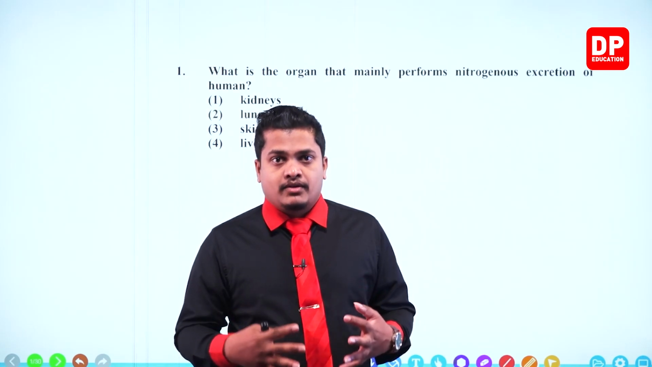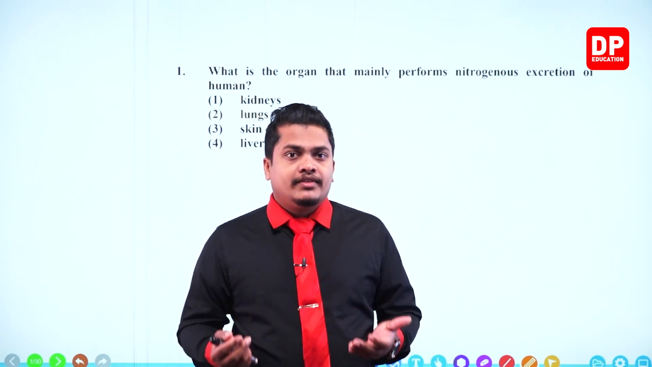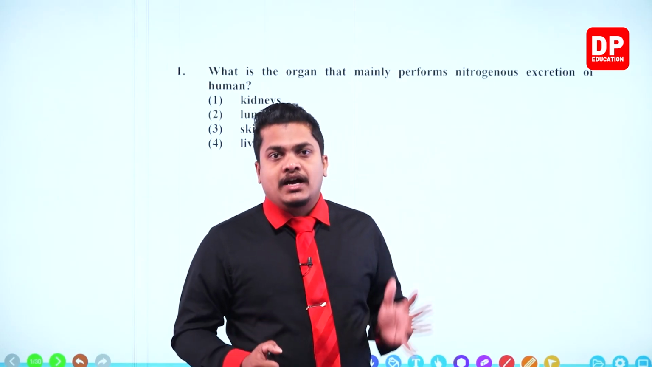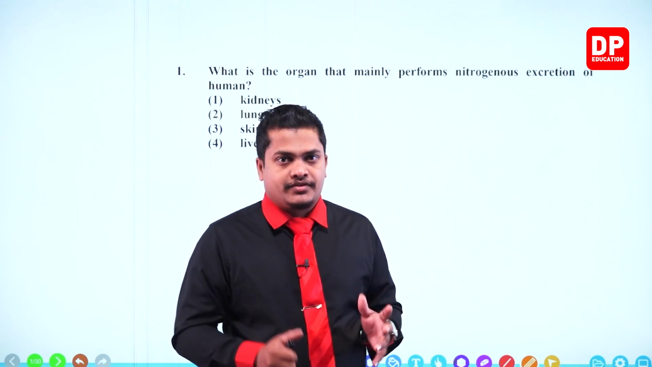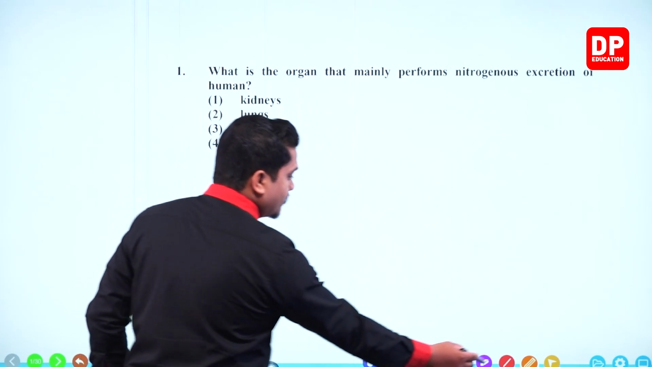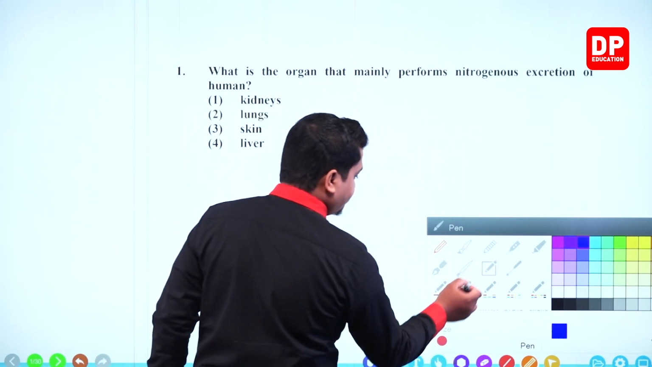The main byproduct which carries the nitrogenous byproducts is the urine, right? So the answer is quite obvious in here. Our answer should be kidneys, my dear children. So let's head on to write down the answer. So our answer is kidney. So we'll underline it.